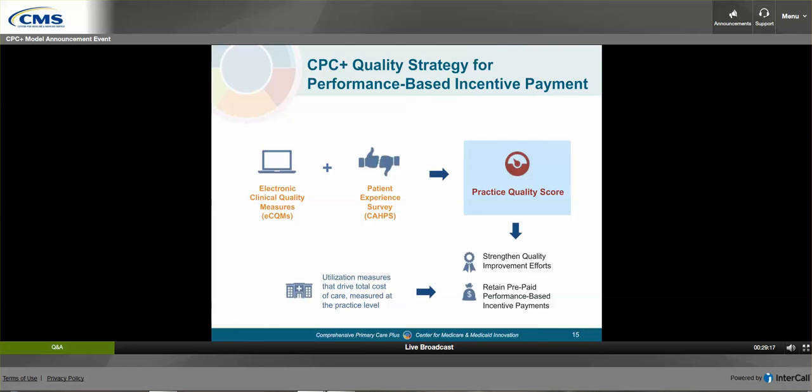The other component of the incentive payment is based upon utilization, specifically hospitalizations and emergency department visits. These are claims-based measures. Performance on these measures compute to a score on the utilization component of the incentive payment. Practices' combined performance on these components determine whether they may keep all, some, or none of the performance-based incentive payment. And we hope will focus their work on aspects that improve quality and patient experience of care and reduce unnecessary utilization of health services.